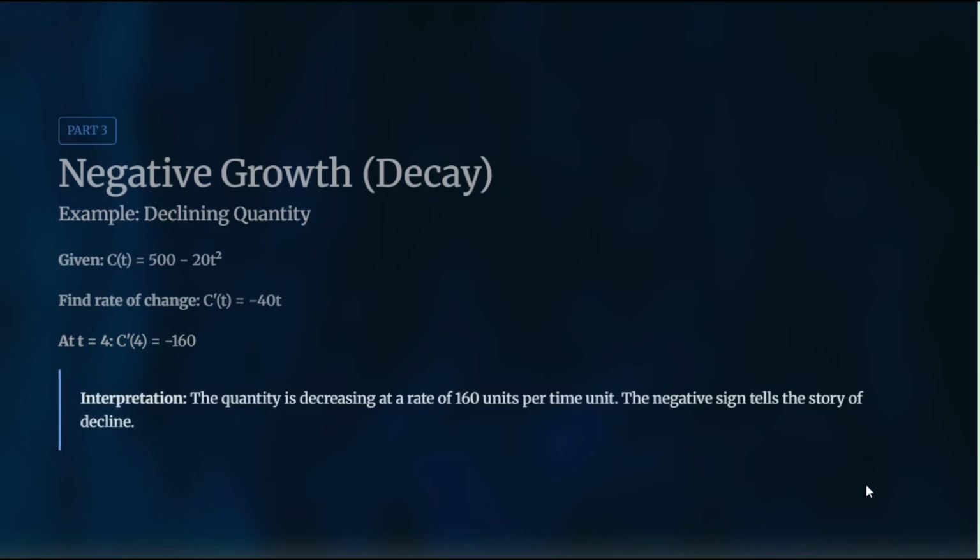So depending on the units here, what that means is that the quantity is decreasing because we have a negative derivative, it's decreasing at a rate of 160 units per time unit. So if time was in seconds, that would be per second. If time was in years, that would be per year. The negative sign, once again, tells the story of decline.